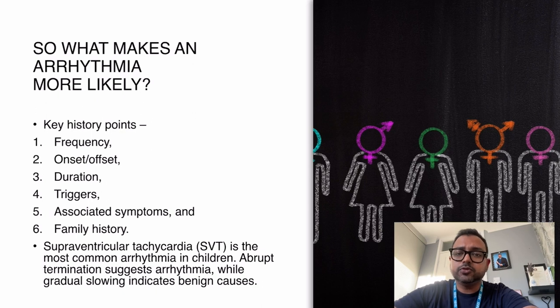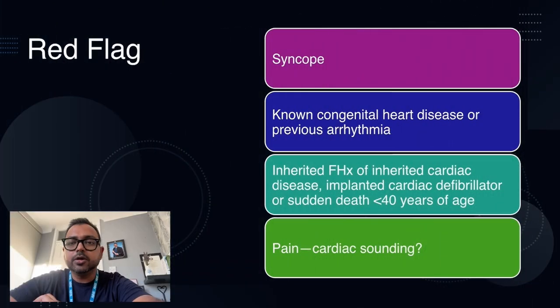It has been seen supraventricular tachycardia is the most common arrhythmia in children. Abrupt termination suggests arrhythmia, while gradual slowing indicates benign causes. Red flags: syncope, known congenital heart disease or previous arrhythmia, family history of inherited cardiac disease, implanted cardiac defibrillator, or sudden cardiac death below 40 years of age. Any pain present or not.